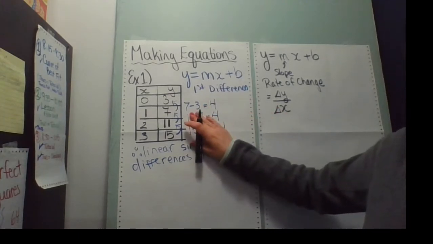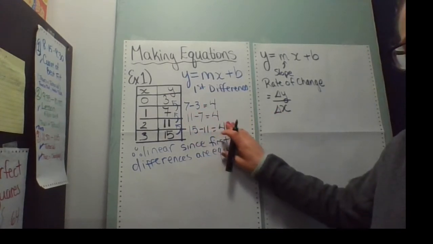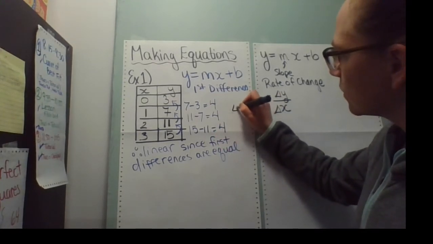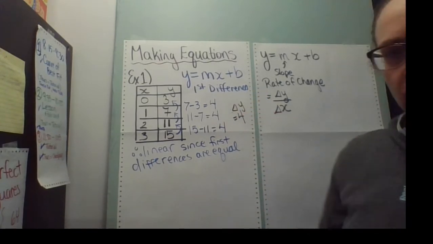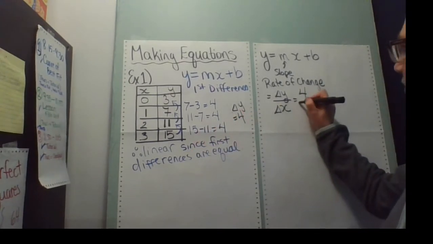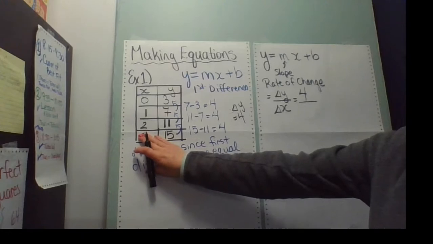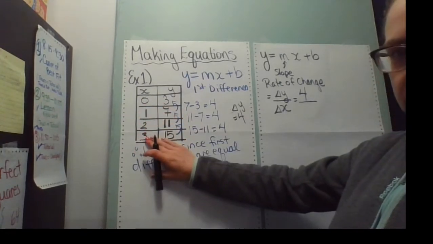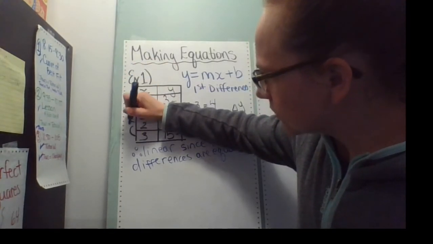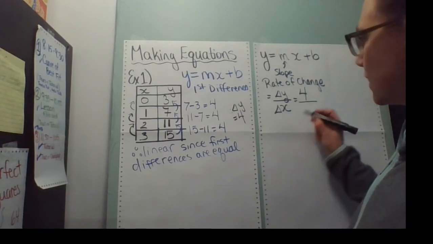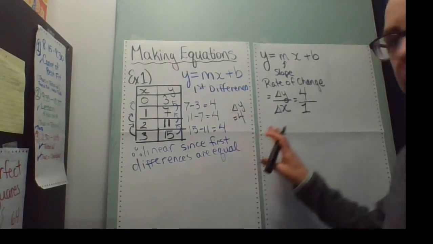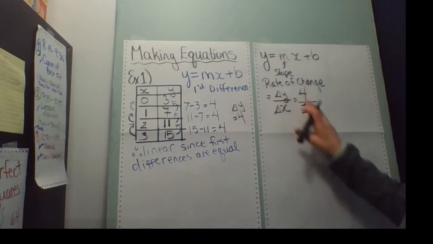So when I look back at my first differences, this number is my change in y. So my change in y equals 4 for this example. And my change in x, well, you have to look back at the x side, and this is why it's very important that it goes up by the same number each time. So if I subtract 1 minus 0, 2 minus 1, 3 minus 2, I'm going to get the same increment each time, which is 1. So for this scenario, I now have my slope. I now have my m value.